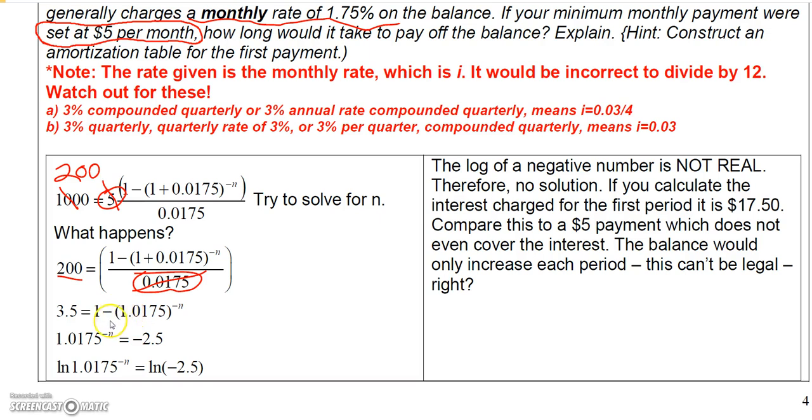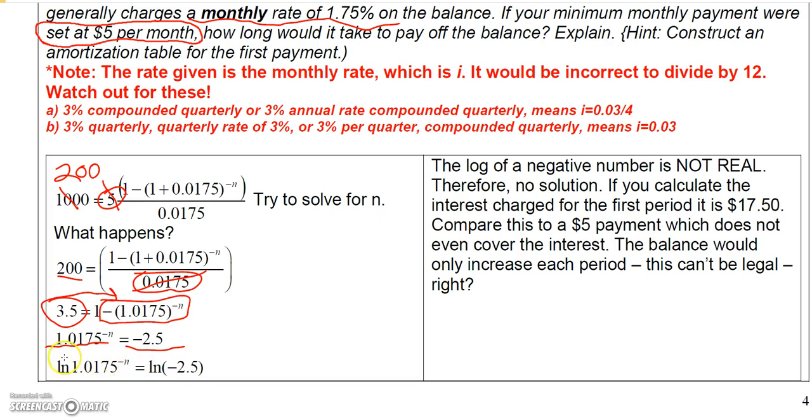All right, now I want you to remember in algebra that when you had a minus term like this right here, minus this quantity, if I move it to the other side of the equal sign, then that minus actually changes to a plus. So that would give me a positive 1.0175, still to the negative n. And then if I were to take the 3.5 and move it to the other side, it would become a minus, so I'd have 1 minus 3.5, and so that's how I got negative 2.5.